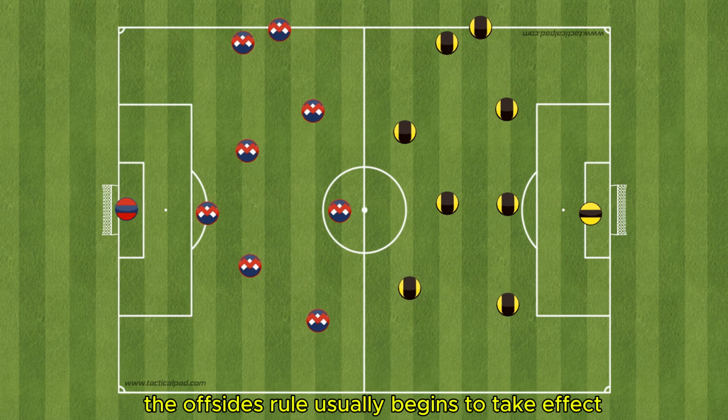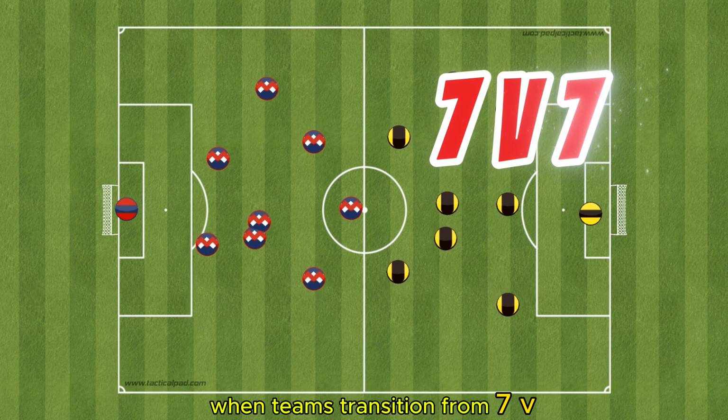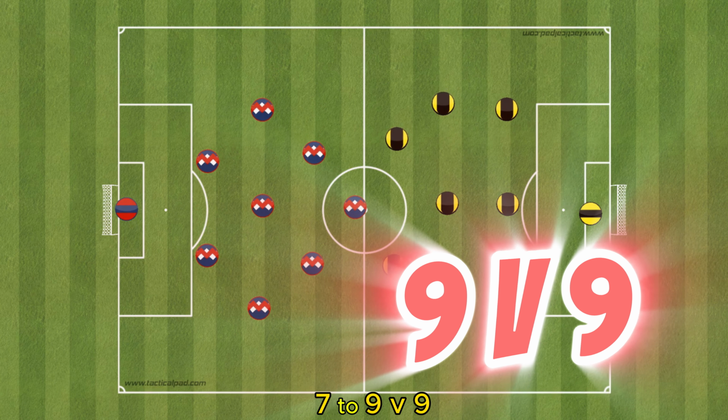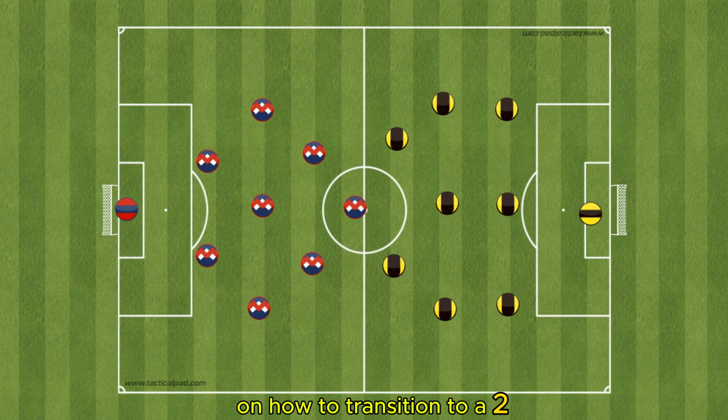The offsides rule usually begins to take effect when teams transition from 7v7 to 9v9. If that's you, I have a video for you right here on how to transition to a 2-3-2-1 formation.